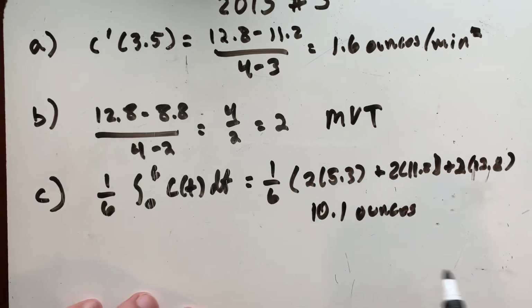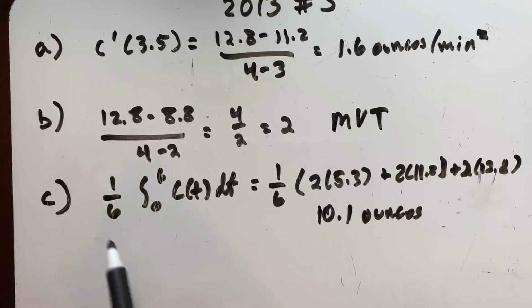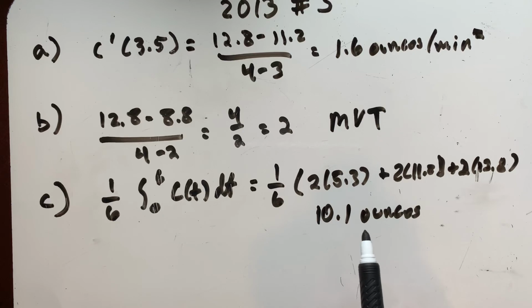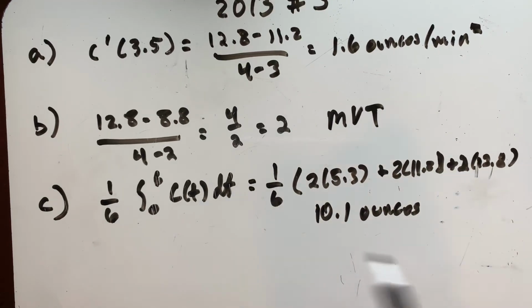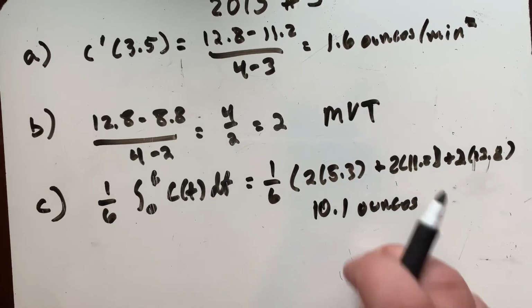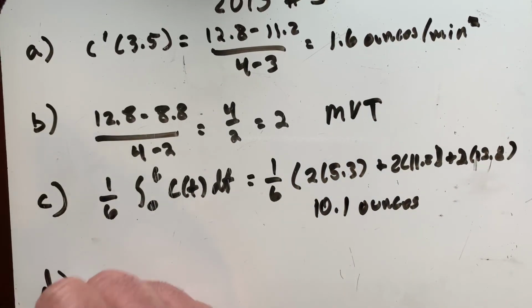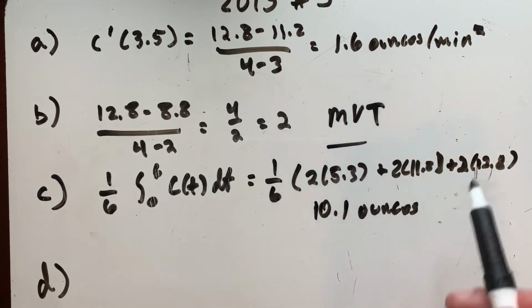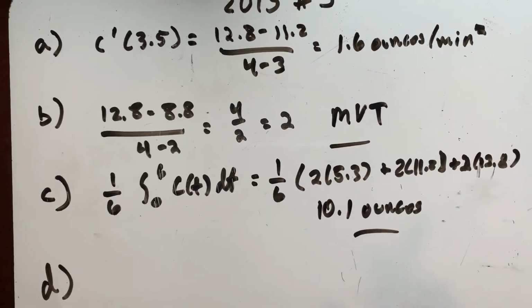And this is the average amount. We did average here. So this is the average amount of coffee within that time from 0 to 6 minutes. You can look at the scoring guidelines to see exactly how much you should write. I'm just kind of showing you guys the math on it right now.